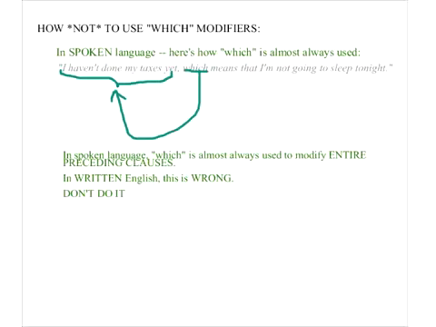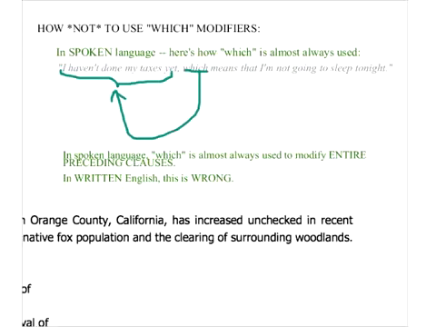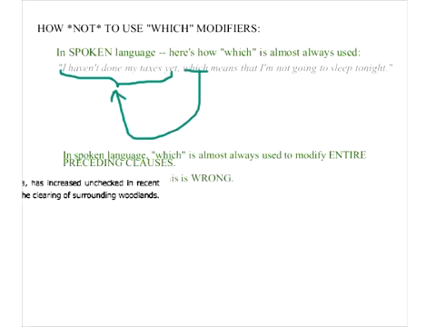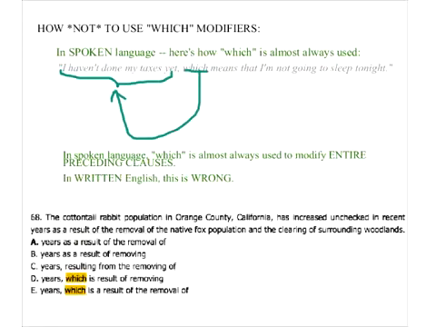Let me go ahead and dig up a few examples of this. Here's a GMATPrep problem. I'm just going to throw one onto the board. It'll appear on your screen in a second. Okay, this is from GMATPrep. Notice choices D and E.